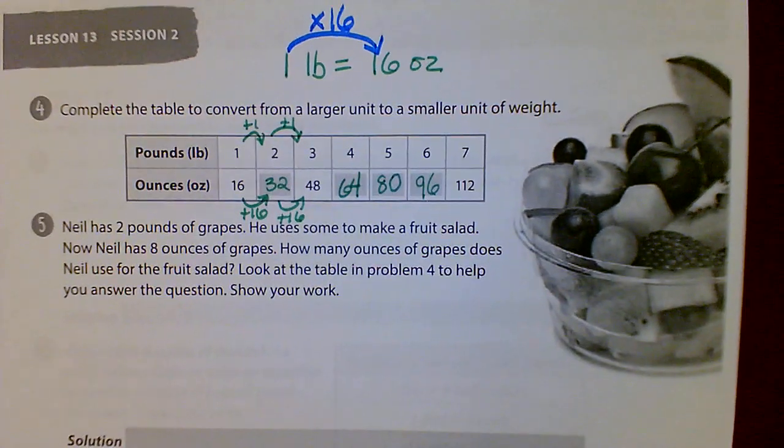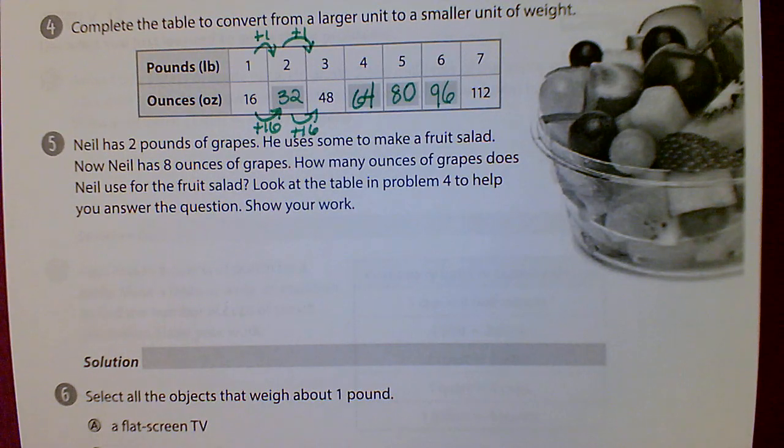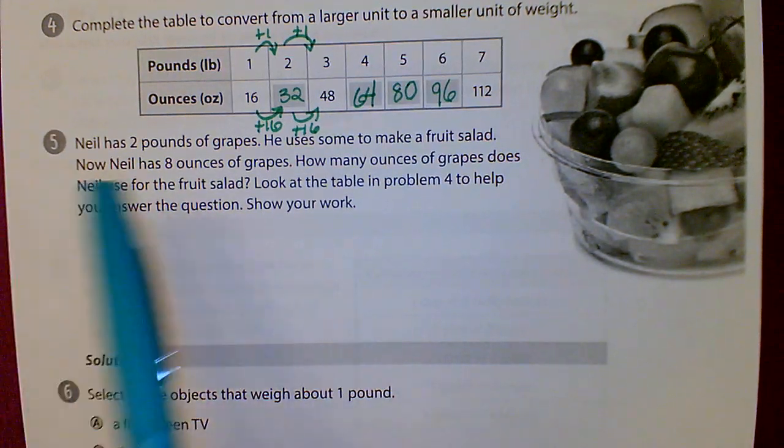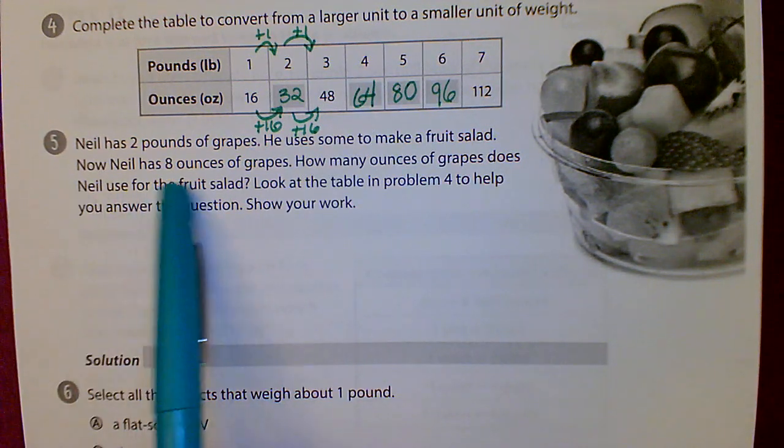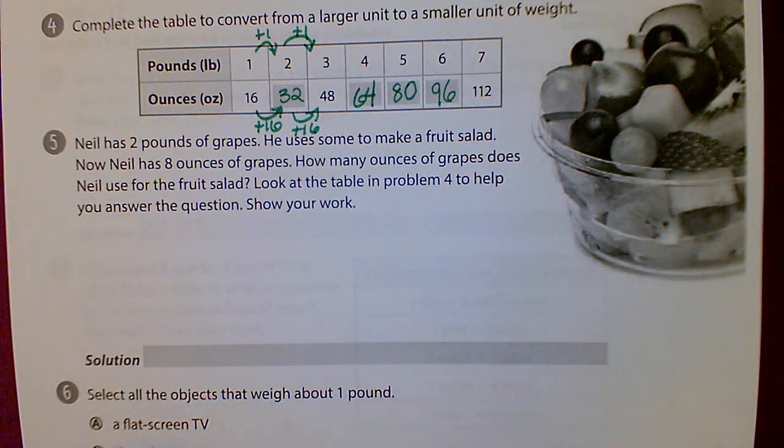All right, last question, my friends. Here we go. Neil has 2 pounds of grapes. He uses some to make a fruit salad. Now Neil has 8 ounces of grapes. How many ounces of grapes does Neil use for the fruit salad? Look at the table in problem 4 to help you answer the question.